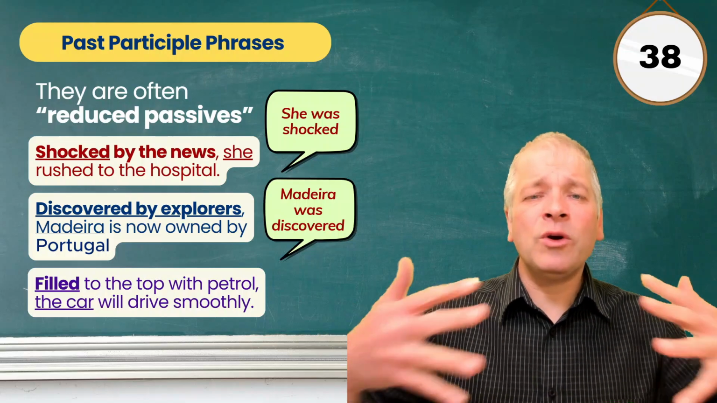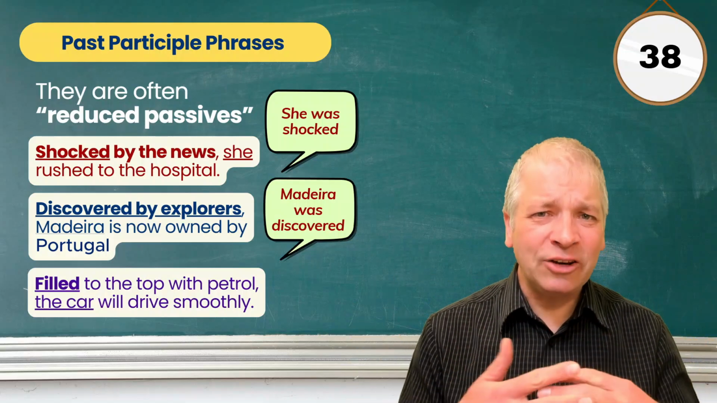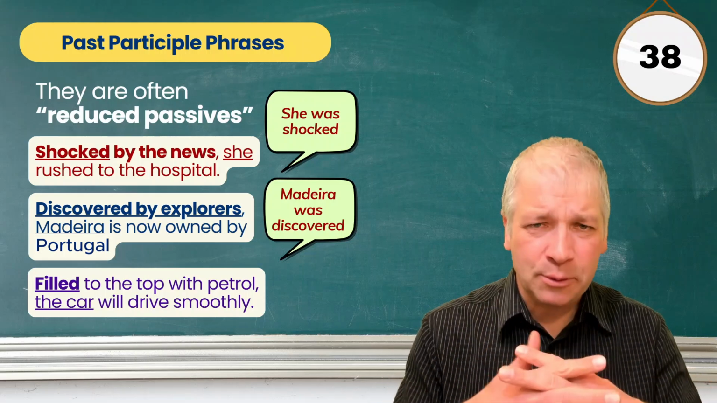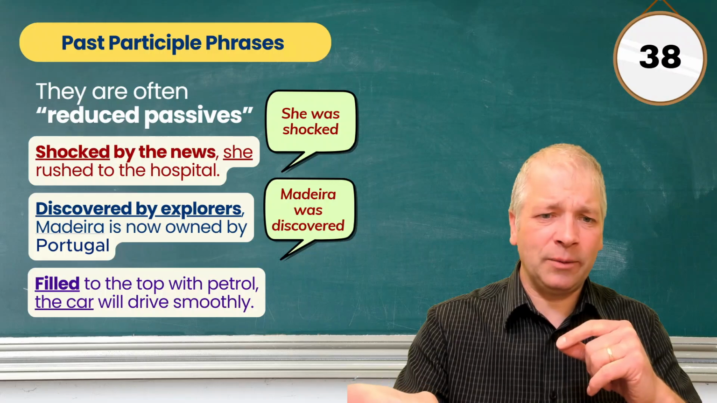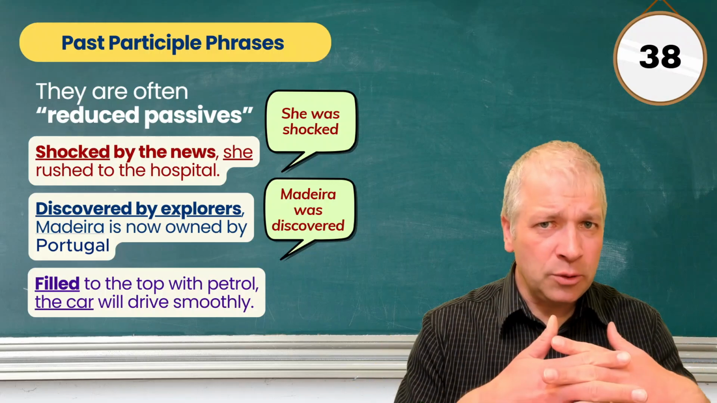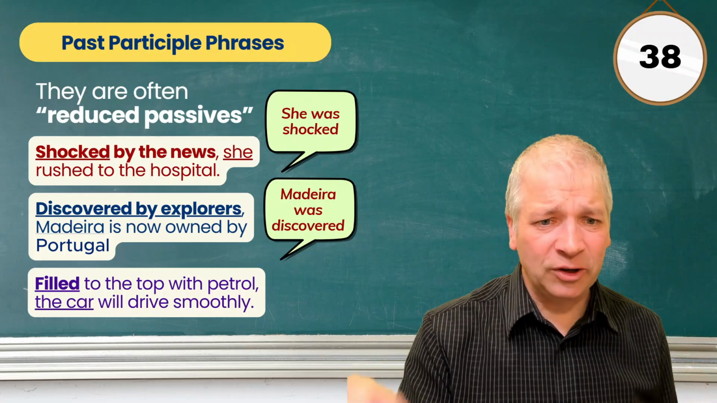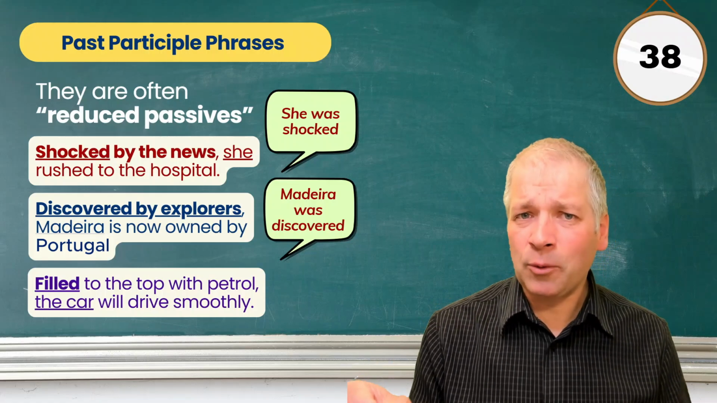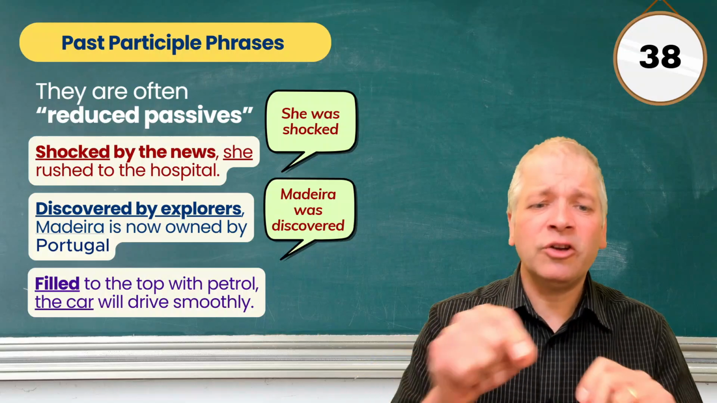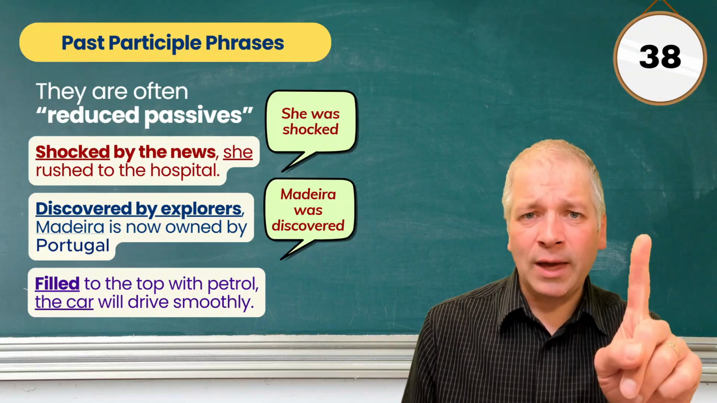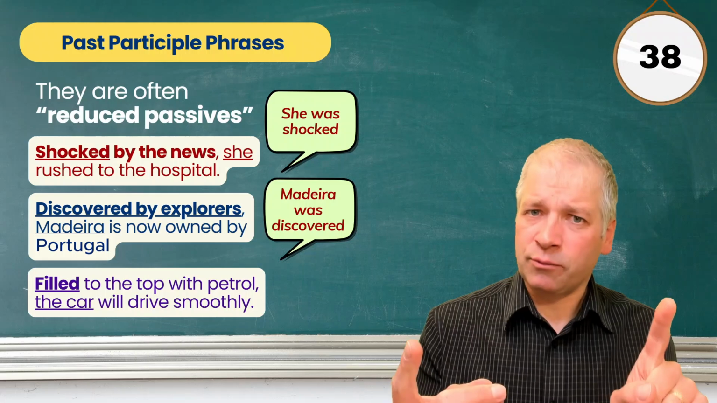What have we done? We've joined them together to make the relationship between the two items closer. We've introduced a kind of cause and effect relationship here. She was shocked by the news, so she did the following. She rushed to the hospital. But we've made it briefer here by simply using the participle phrase. Shocked by the news, she rushed to the hospital. One thing happens, the next thing is the result.